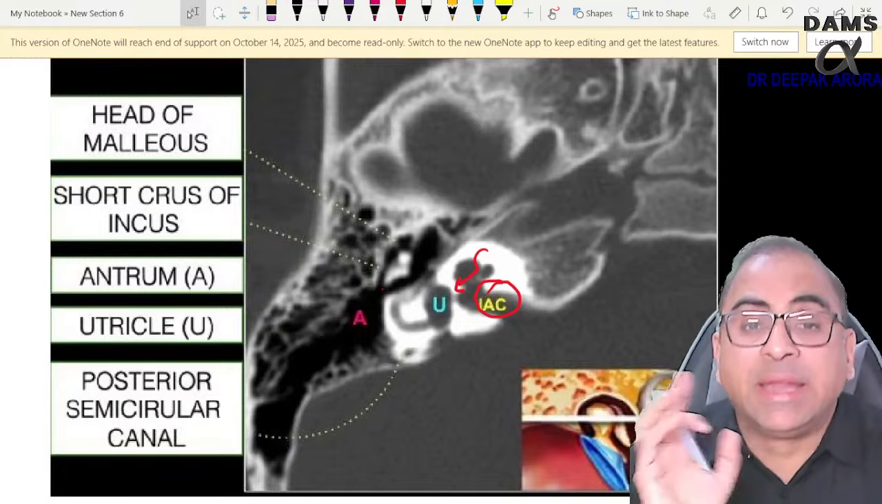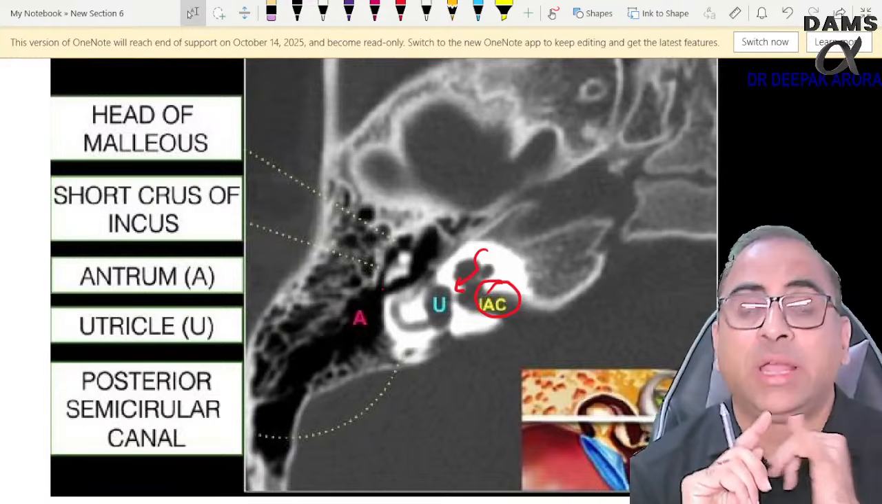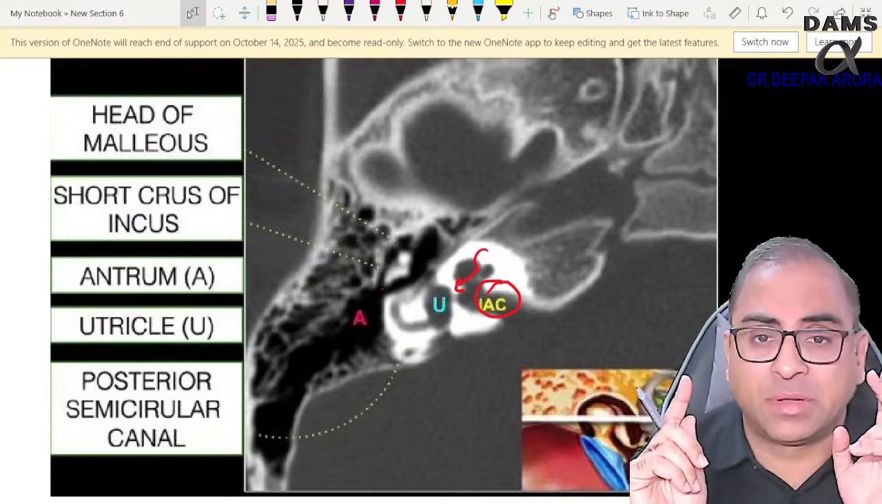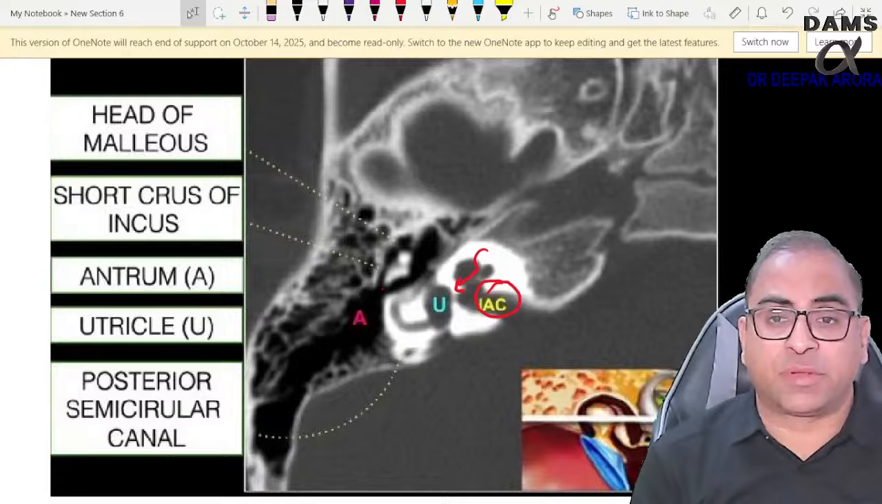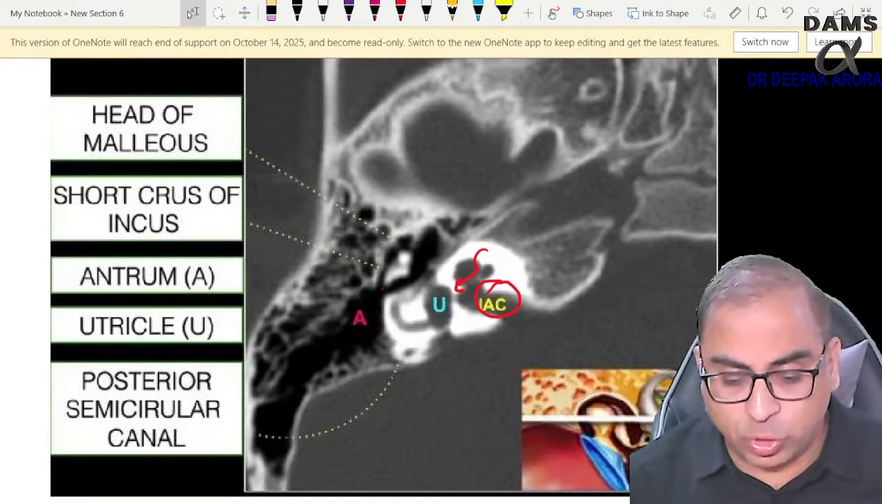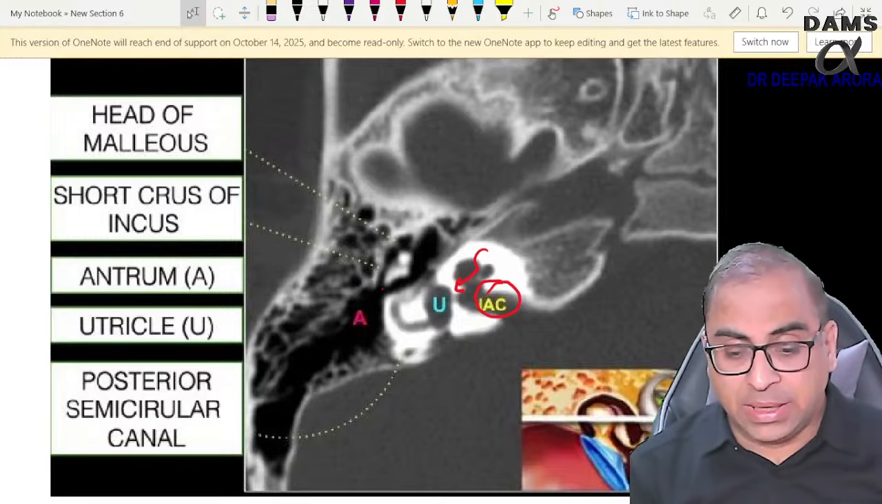Antrum in ENT, the antrum is used in the mastoid as well as your maxillary sinus. And the utricle and posterior semicircular canal, they are most posterior. So just try your best always whenever you want to label.